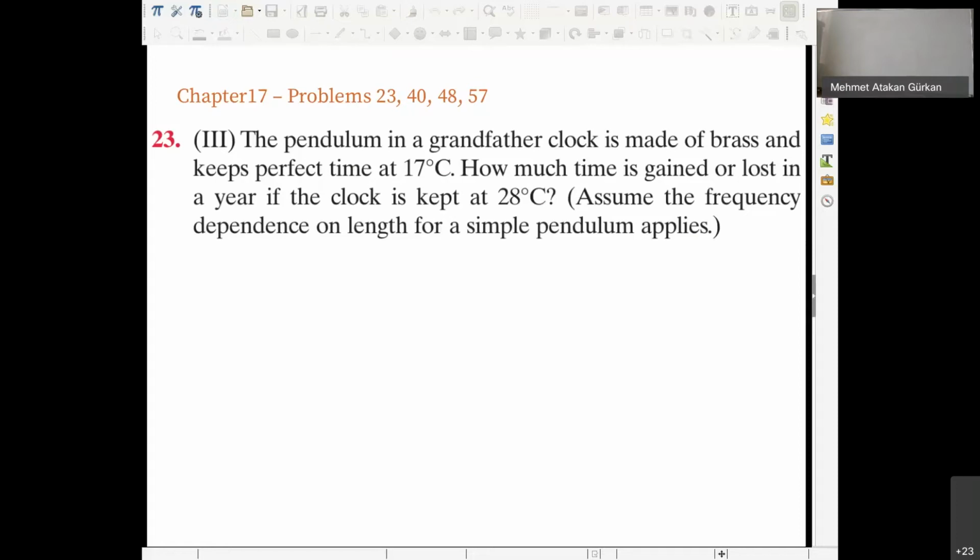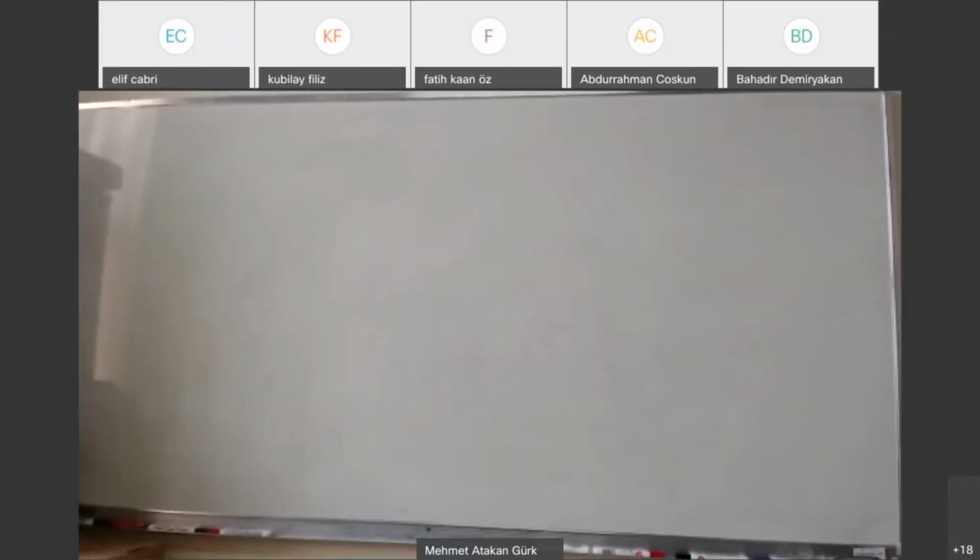The period of this grandfather clock is going to either lose time or gain time, as you'll see in a moment. Over 1 year, they're asking by how much. I will be keeping my headphones on and trying to solve this on the whiteboard, but if you have questions, you can stop me and interrupt me, and I can try to answer your questions.